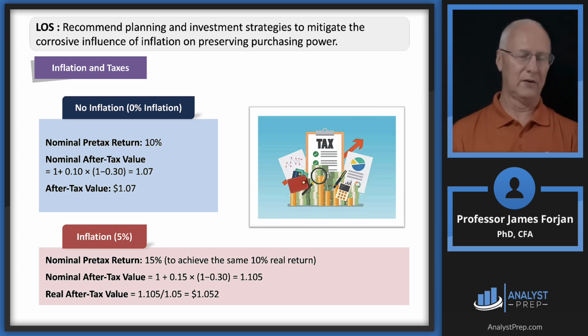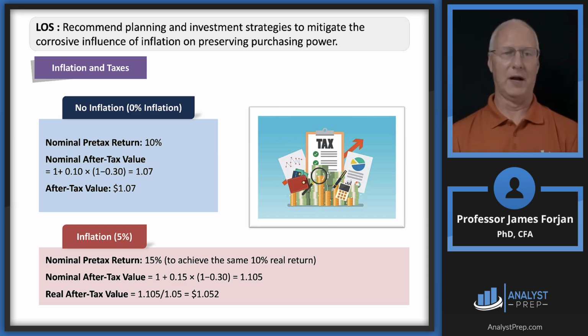Notice there on the left-hand side of the multiplication sign, we're just compounding 1 plus that 10%. And then we're multiplying it by 1 minus the tax rate. That gets us our 1.07. But now, if we have inflation of 5%, the nominal return is going to go up to 15%. So our after-tax return, notice there in the middle line, the nominal after tax is 1.105, but we need to adjust that for the rate of inflation. So divide that by 1 plus the rate of inflation, and you get 1.052.